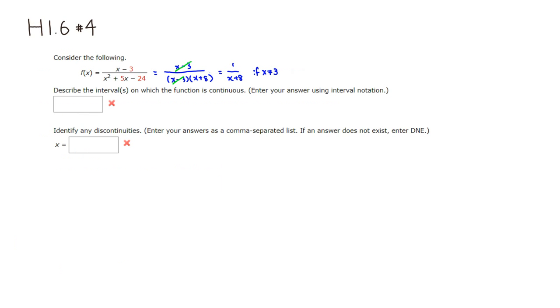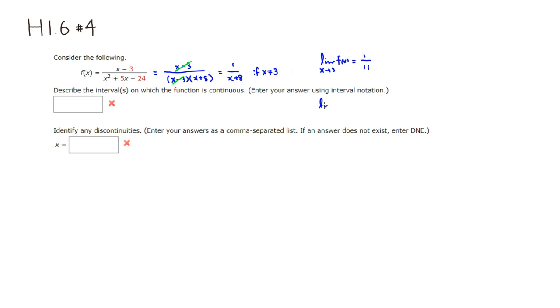If you look at the limit of this function as x approaches, say, 3, this actually exists. So you have 1 over, x is approaching 3, so 3 plus 8, so 1 over 11, right?